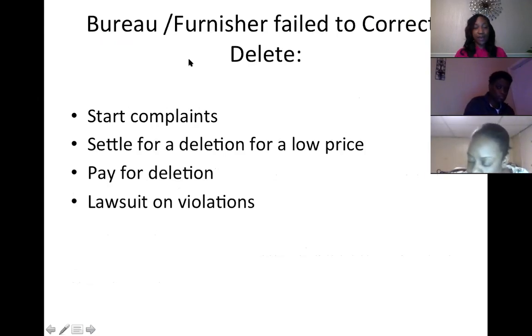When the bureaus and the furnishers don't correct those errors, and you've sent your 5-step letters, start complaining. Go to the CFPB website. It's very easy to file a complaint on the CFPB website.